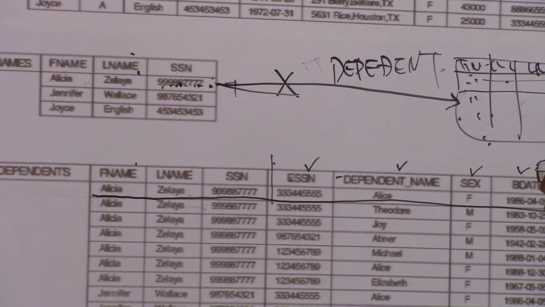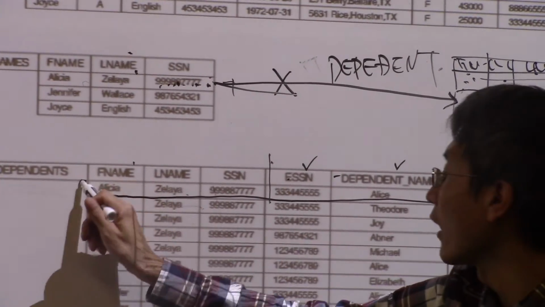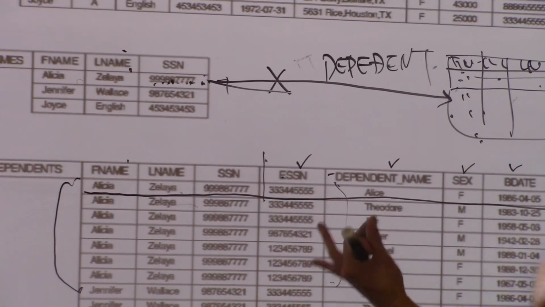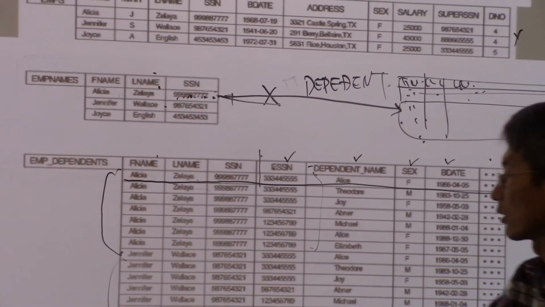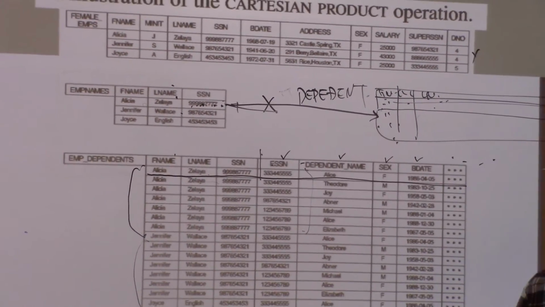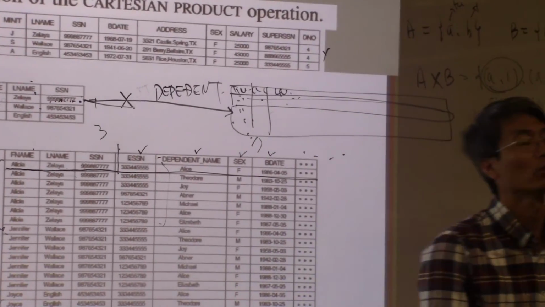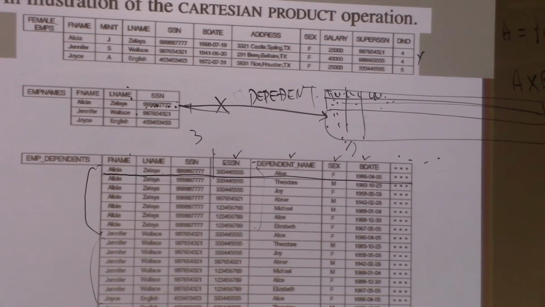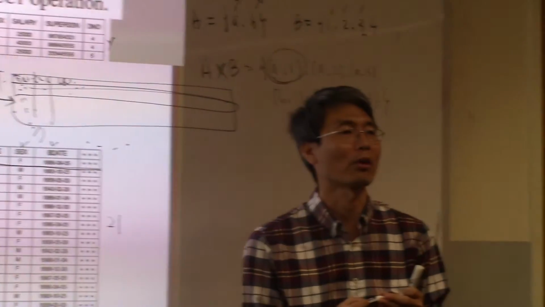So how many dependents do we have? 1, 2, 3, 4, 5, 6, 7. 7 dependents for Elisa Gerard, with the 7 dependent names combined. For the next, Jennifer and all dependents, and Joyce and all dependents. So we have sets of 3 and 7. Total how many tuples? 3 times 7, all combinations, so 21 tuples. That is the Cartesian product.